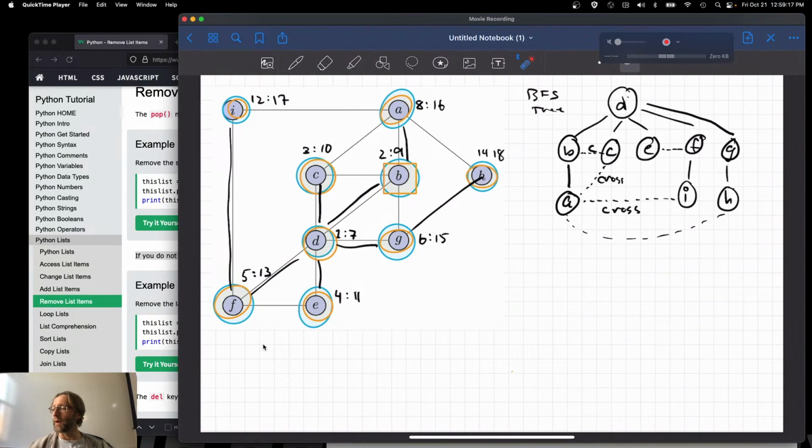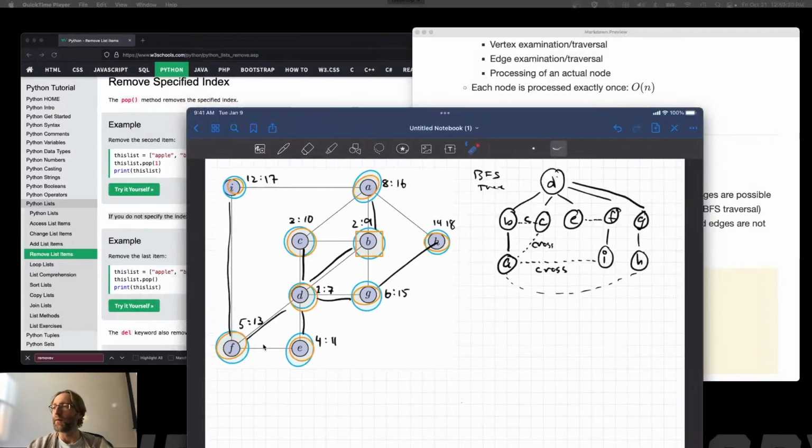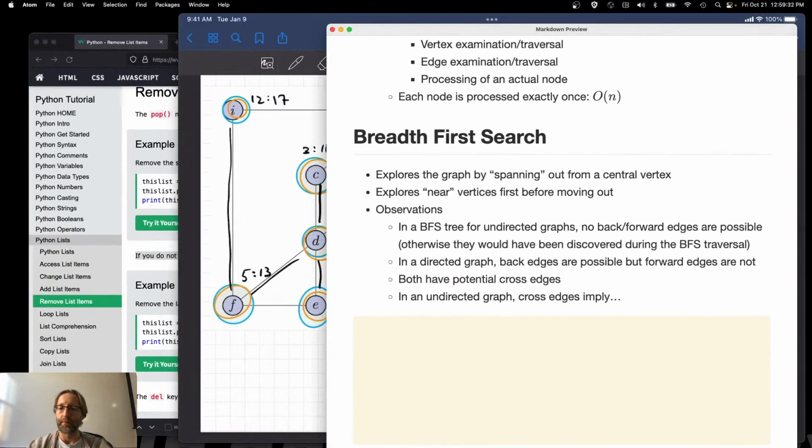What do these cross edges imply? So here's a tree edge, and then there's a cross edge. What is this right here? A cycle, right? So if you have any cross edges, then you have a cycle. They imply a cycle.